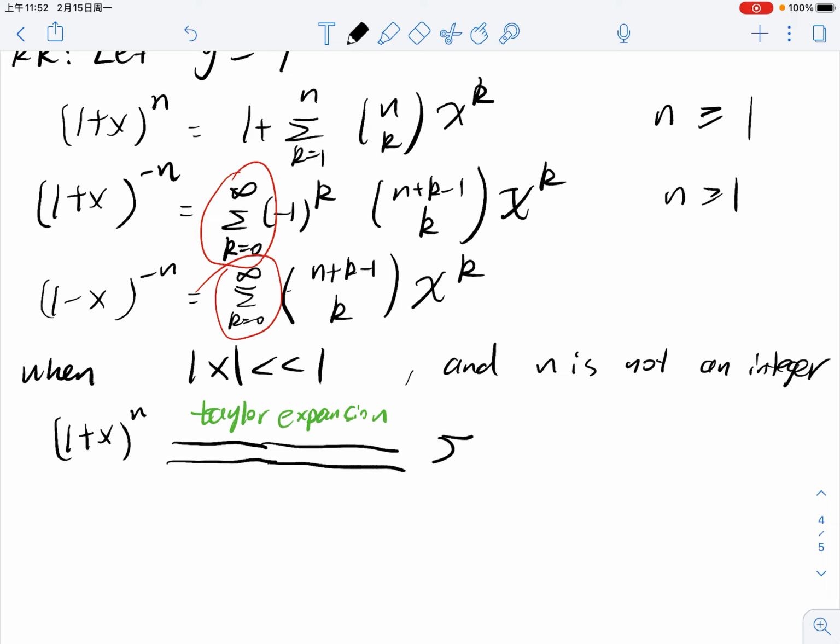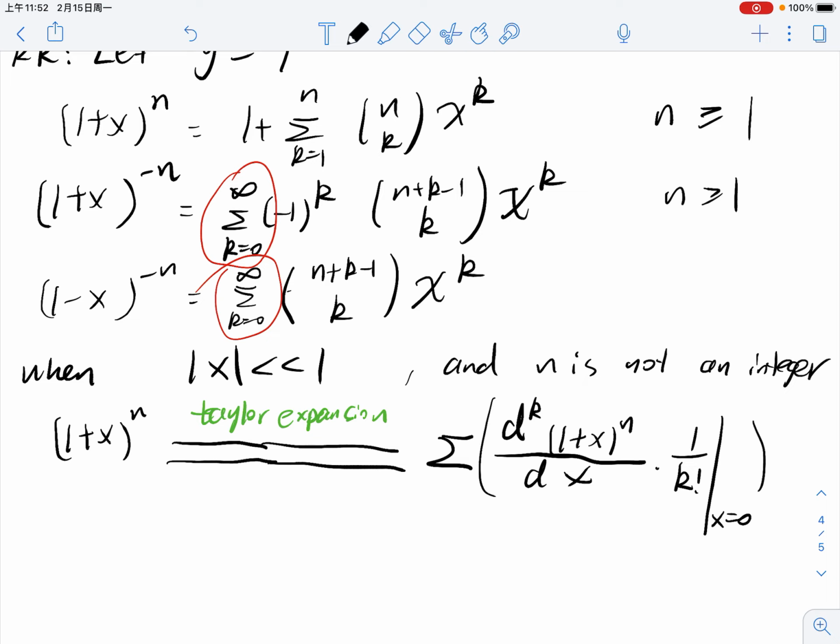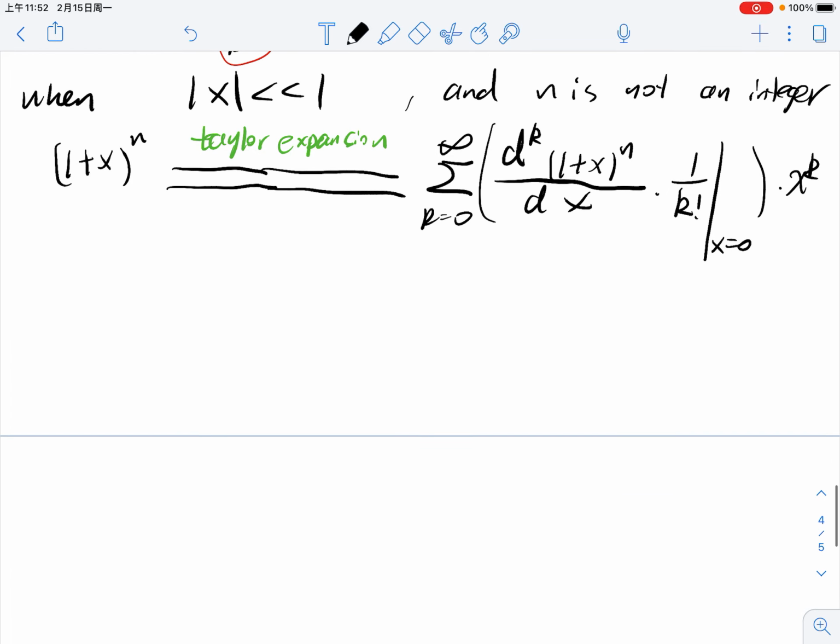The formula is the same, and the problem is how to derive the coefficient. The coefficient, by Taylor expansion, is the k-th derivative, and after you take the derivative, you substitute in x equals 0, and that will be your coefficient, times x to the k's power, k from 0 to infinity. And if you really compute it, you will find this is exactly the number.